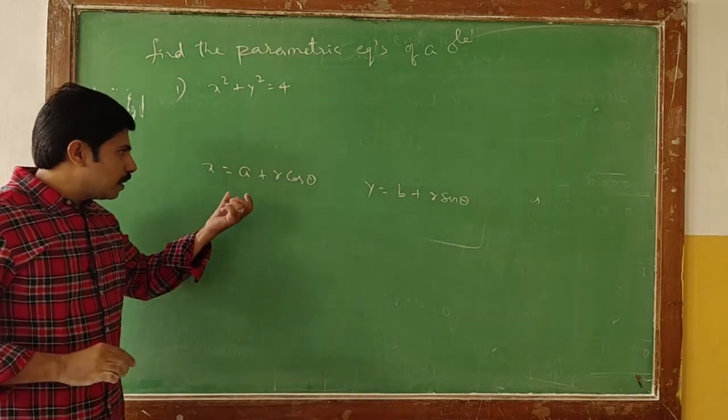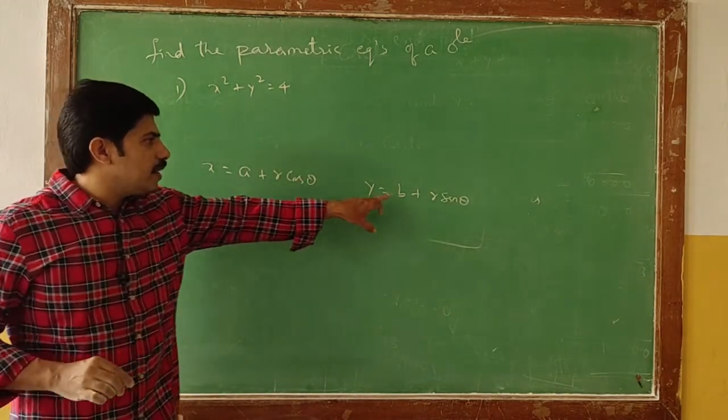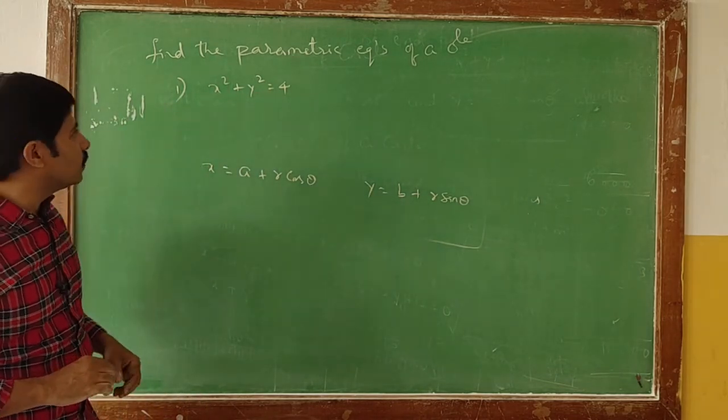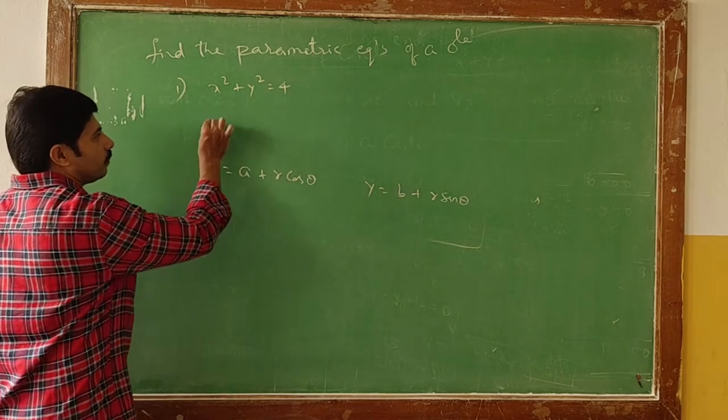Now here you have to remember the terms. What are this a and b called? Center. So we need to find the center of the circle. So how to find the center of the circle? See, always you have to remember the formulas.